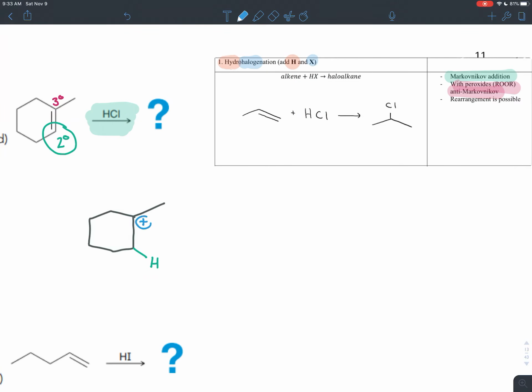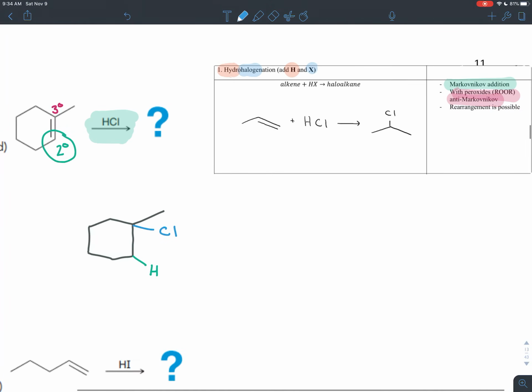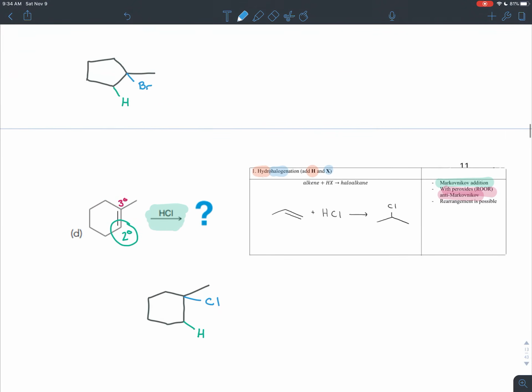We have to think about whether that's going to rearrange. So we'll form a carbocation there. That's going to be a tertiary carbocation. That carbon is bonded to 1, 2, 3 other carbons, so tertiary. Next door we have primary, secondary, and secondary. So that carbocation is already on the most stable position nearby, so that won't rearrange. That means that the chlorine will attack there, and the chlorine will attach to that carbon.